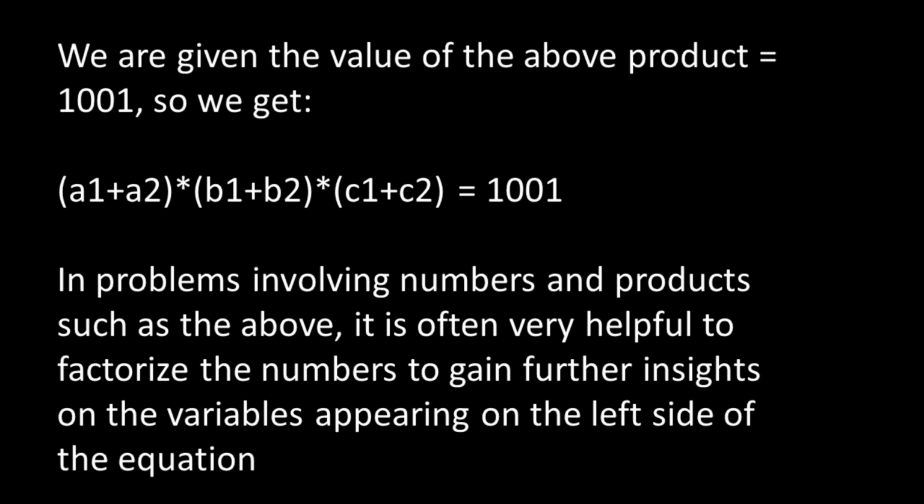We were given the value of the above product equals 1001, so A1 plus A2 times B1 plus B2 times C1 plus C2 equals 1001. In problems involving numbers and products such as the above, it is often very helpful to factorize the numbers to gain further insights on the variables appearing on the left side of the equation.